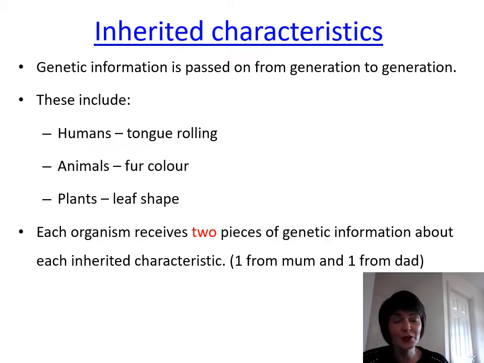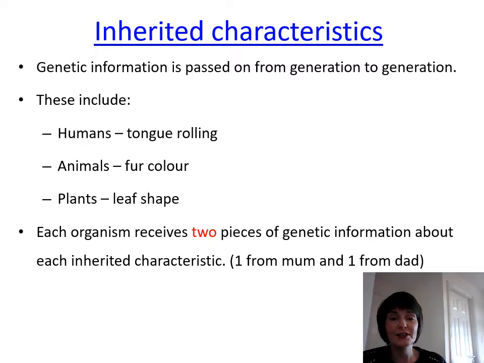So first of all, we'll have a wee chat about inherited characteristics, and what they are is just characteristics that can be passed on from generation to generation. So we've got there that genetic information is passed on from generation to generation, and we've got three examples: humans, animals and plants. And I've just given you one example of a characteristic from each of those organisms.